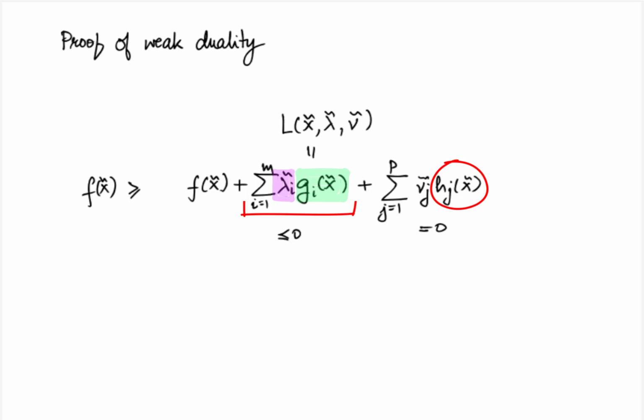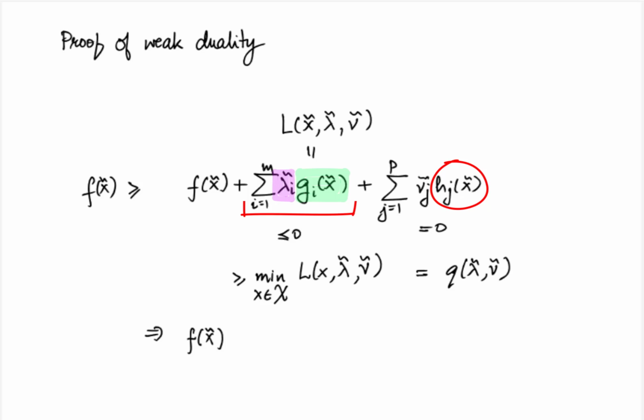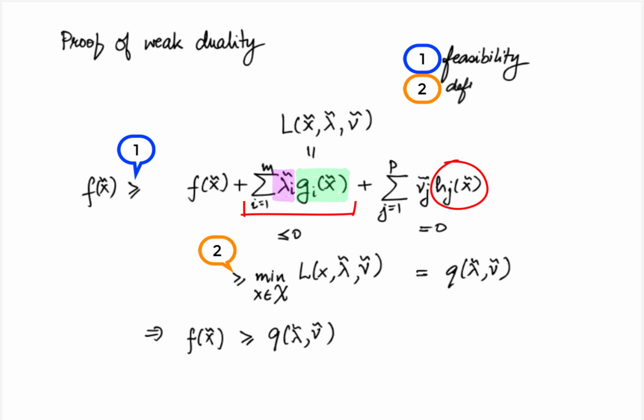It can be seen that the Lagrangian is in general greater than or equal to its minimum over x in calligraphic X. Here we have only used the property of the minimization operation. Finally, the minimum of the Lagrangian over x in calligraphic X is nothing but the dual function evaluated at lambda tilde, nu tilde as per its definition. Chaining together these inequalities, we have the required weak duality result. Observe that we did not have to use any properties of the functions or constraints. Instead, we only used the feasibility of x tilde, lambda tilde and nu tilde and the definition of the dual function.